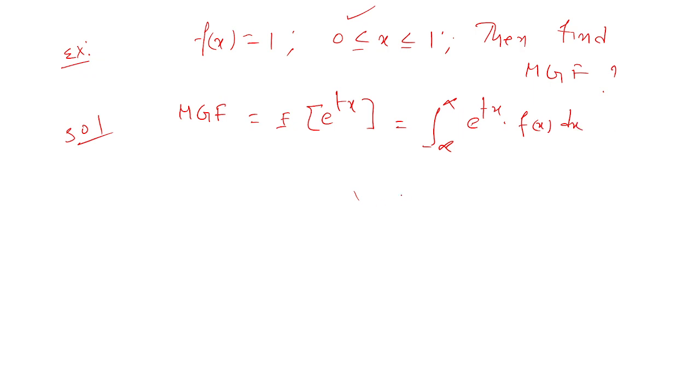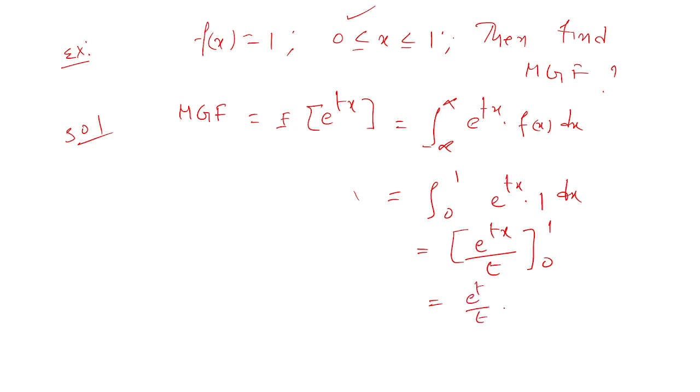So that is equal to, the limits are given 0 to 1, e^(tx) multiplied with f(x) which is 1, dx. Therefore the integration of e^(tx) is e^(tx)/t with limits 0 to 1. So e^t into 1, e^t/t minus e^0 which is 1, over t. So this is the way to calculate the MGF, the moment generating function.